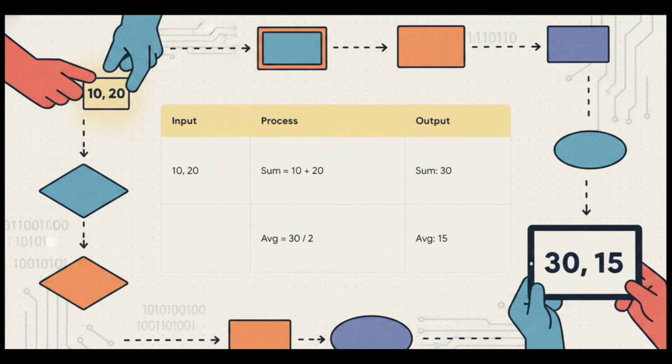Let's trace a flowchart meant to find a sum and an average. For input, we feed it 10 and 20. Under process, we write out the math. 10 plus 20 equals our sum of 30. Then, 30 divided by 2 gives our average of 15. Finally, we confirm the output is exactly what we mathematically expect, 30 and 15.